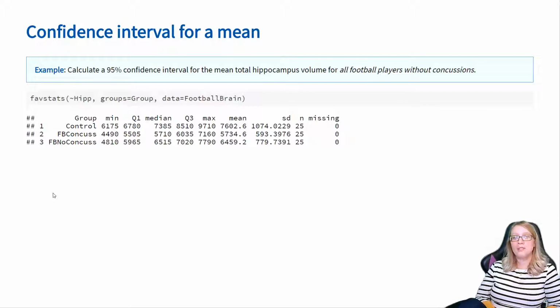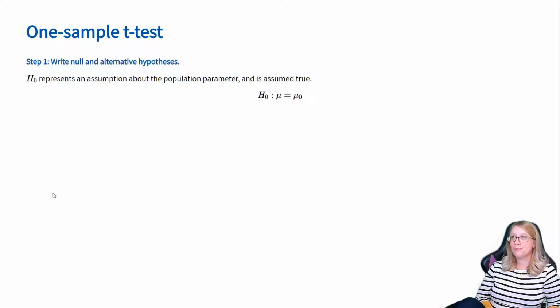So we'll get 7,602.6 plus or minus our value from the t-distribution times the standard error. So our 95% confidence interval for the mean hippocampus volume for non-football players is 7,159.3 to 8,045.9. I'll leave this next example for you all to do at home. Calculate the 95% confidence interval for the mean total hippocampus volume for all football players without concussion. So now this is row 3, football, no concussion. The answer that you should get if you're checking your work is 6,137.3 to 6,781.1.